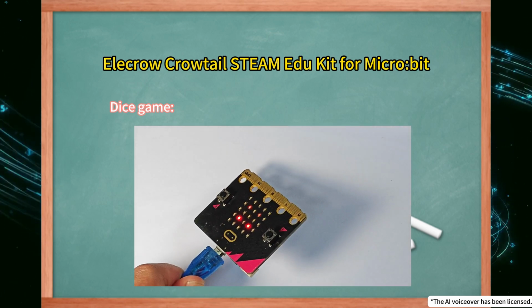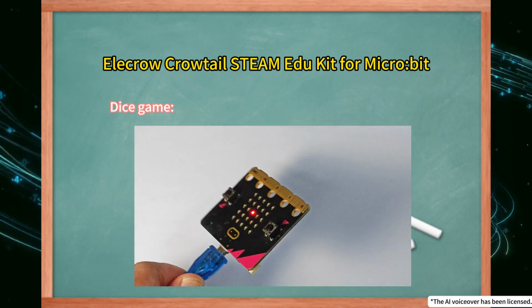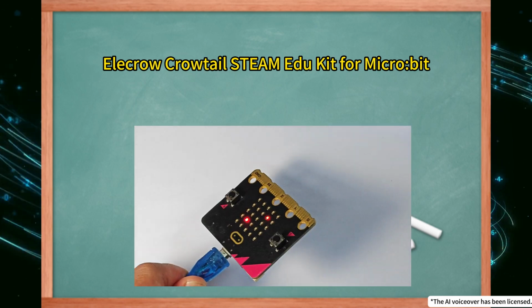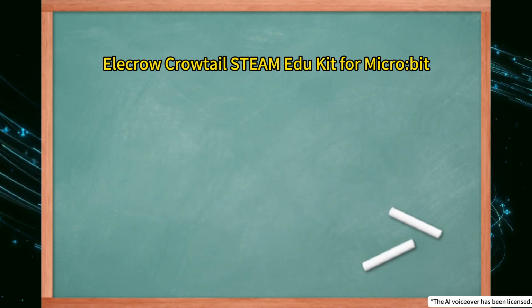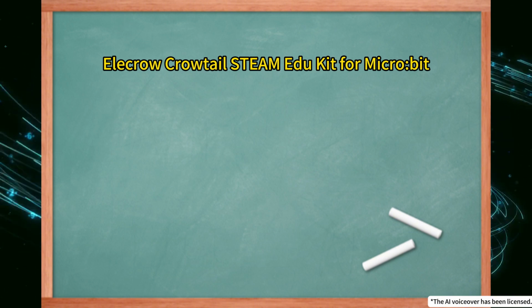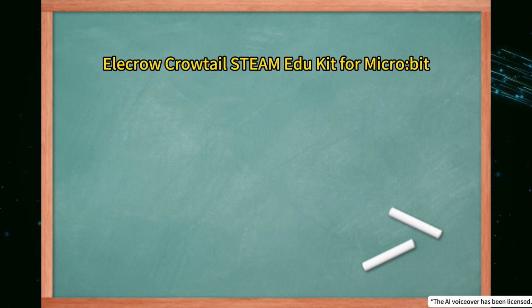When we shake the Microbit master, the LED dot matrix randomly displays a point number, realizing the effect of rolling dice. Isn't it very interesting? So, how do we realize a dice through Microbit? Let's explain it step by step.